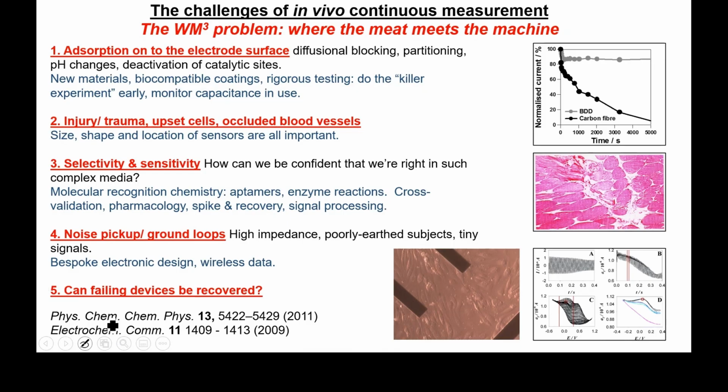And then the other thing we always need to bear in mind is, can we fish out a failing device? So if you implant a device, you know you're going to have to use surgery to get it out again. So you better be confident it's going to work. If you're going to mutilate a patient to implant a device, you can't just guess. You need to be very confident.